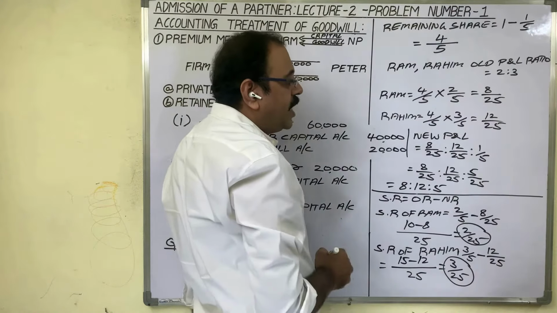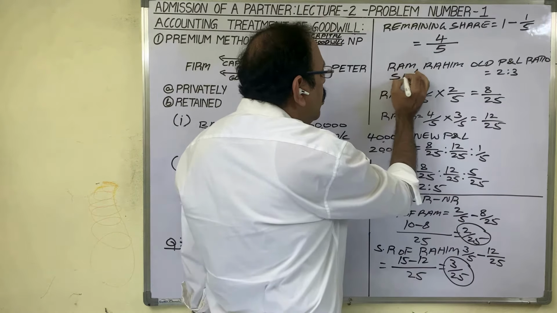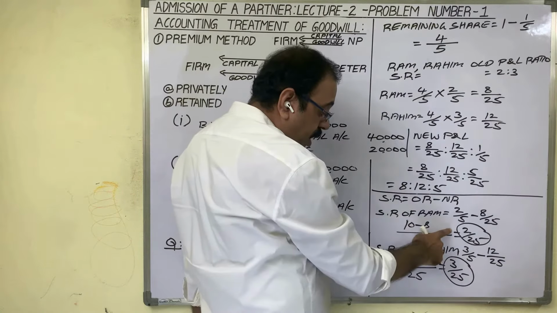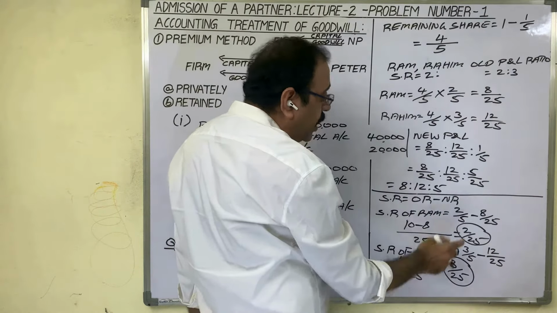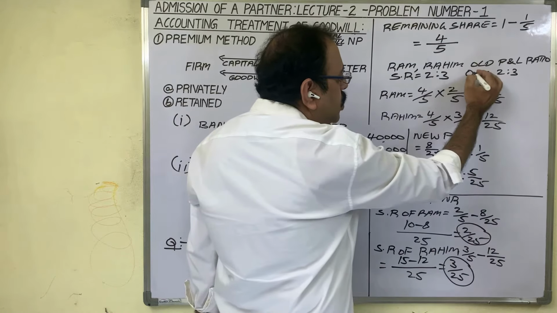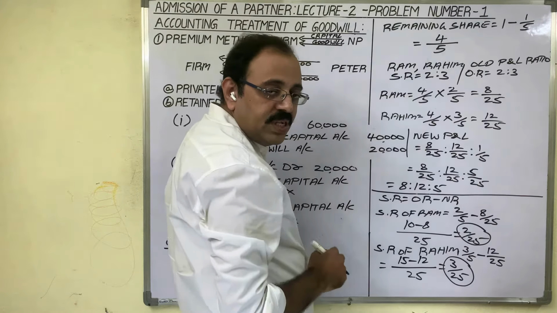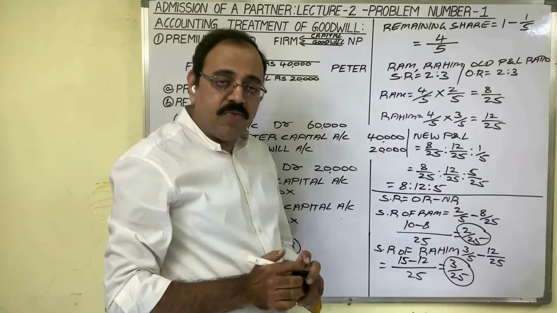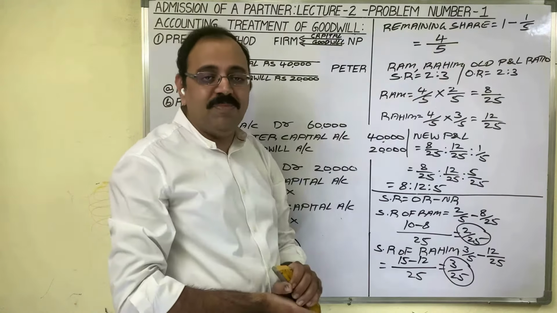When you write any sacrificing ratio, you have to consider only the numerators. In Ram's share, the numerator is 2. In Rahim's share, the numerator is 3. This is the old ratio. This is the sacrificing ratio. See, in this question, the new ratio is not given. Therefore, the old ratio and sacrificing ratio are both the same.